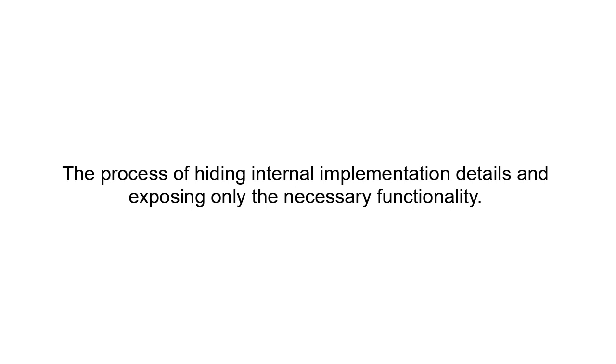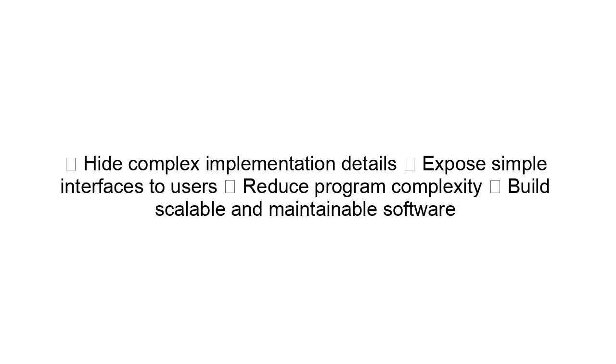Simple definition. Abstraction: the process of hiding internal implementation details and exposing only the necessary functionality. Final summary. Abstraction allows programmers to hide complex implementation details, expose simple interfaces to users, reduce program complexity, and build scalable and maintainable software.